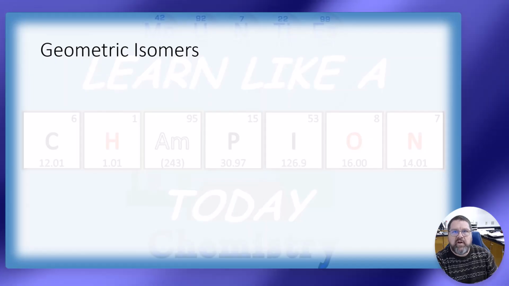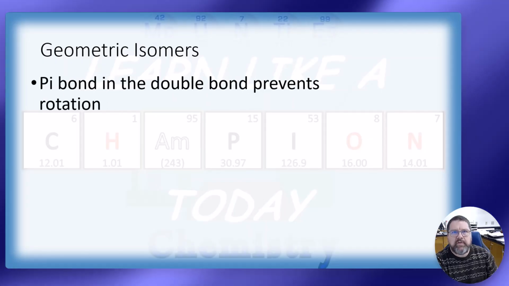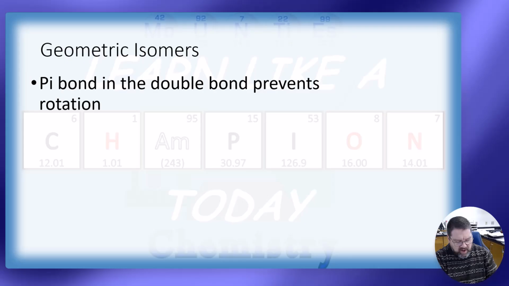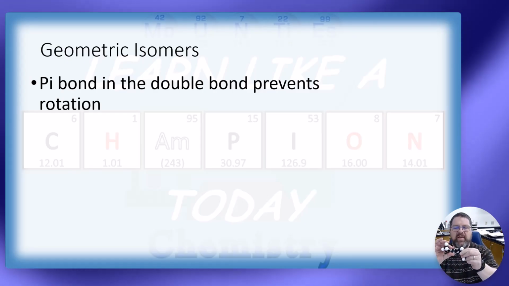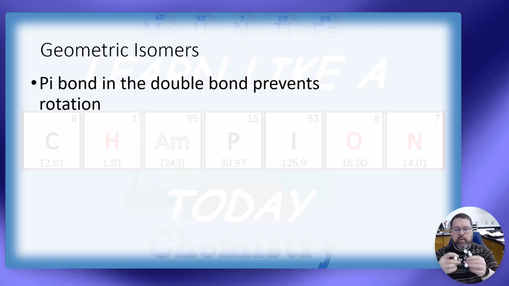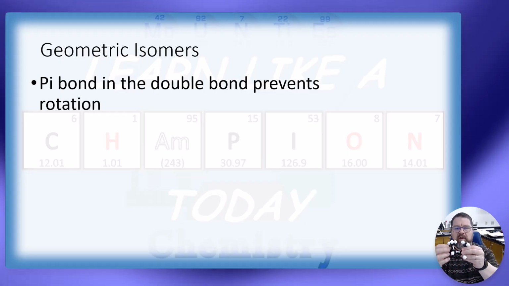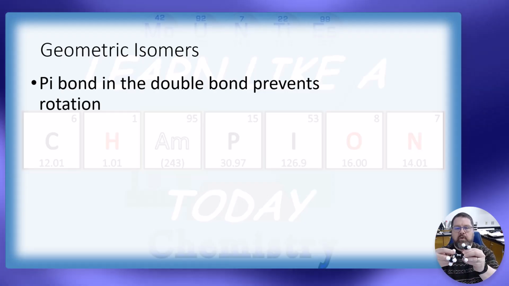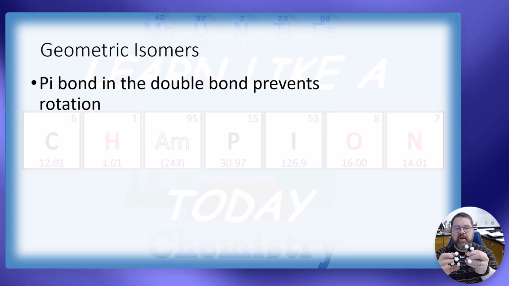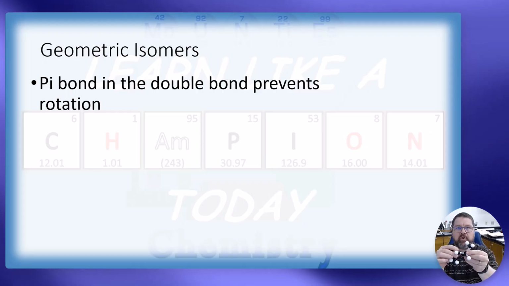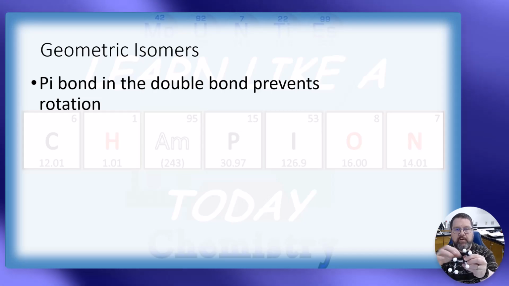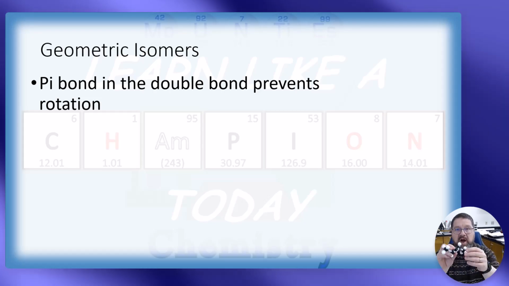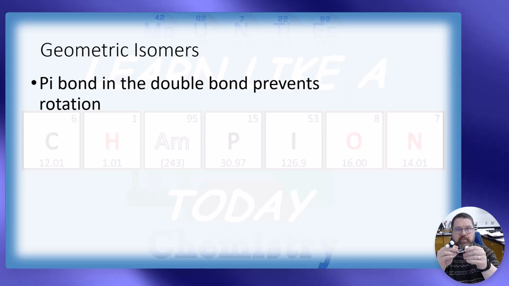With geometric isomers, when we have a double bond, we have a pi bond, and that pi bond is going to prevent rotation around that center, unlike when we have single bonds. That carbon-carbon bond, we can rotate around that. So whatever's attached to those carbons, we can change the configuration or the conformation of those around those carbon centers. But when there's a pi bond, that's not possible.